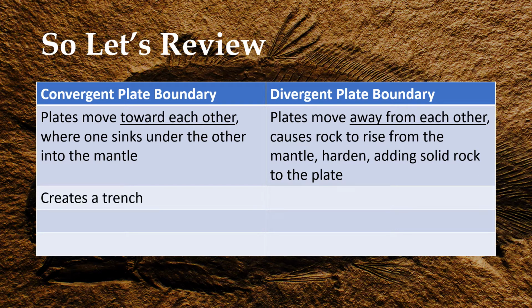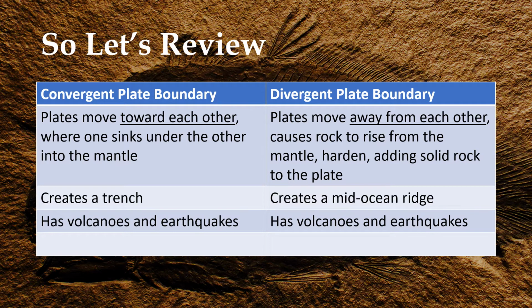Convergent plate boundaries create a trench, which, as you may recall, is a little dip that we'll see inside of the plates here. A divergent plate boundary creates a mid-ocean ridge, because things are rising up here, so it's creating almost like a little mini mountain as things are being pushed up to the plates. However, both of them are going to have volcanoes and earthquakes because volcanoes and earthquakes happen whenever plates are moving, not whether that's towards each other or away from each other.